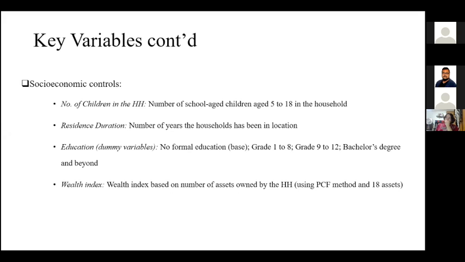We also use several socioeconomic controls: the number of children in the household between ages 5 and 18, the number of years the household has been at its current location, the education level of the household's head, and the household standing on the wealth index based on the PCA method using 18 different assets ranging from mode of transportation to various sorts of technology and appliances around the household.